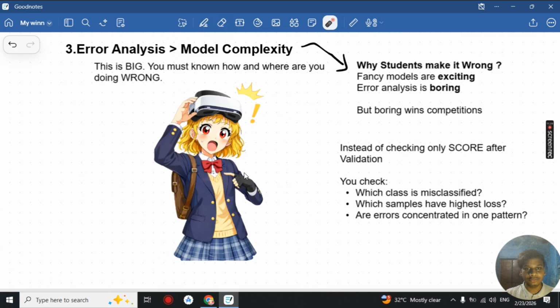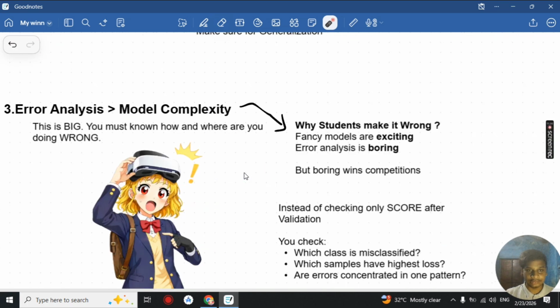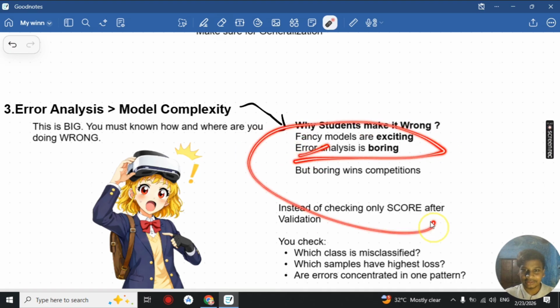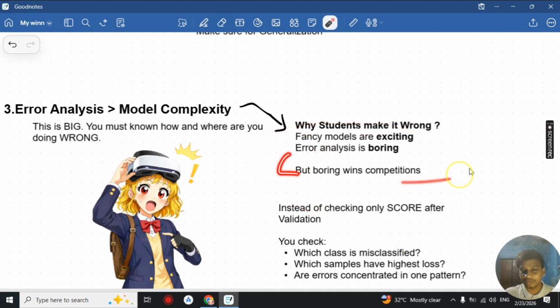Now our next point is that error analysis is more important than model complexity. Many students may get this wrong, and the reason is simple: fancy models are exciting, but error analysis is very boring. But the boring always wins the competition.